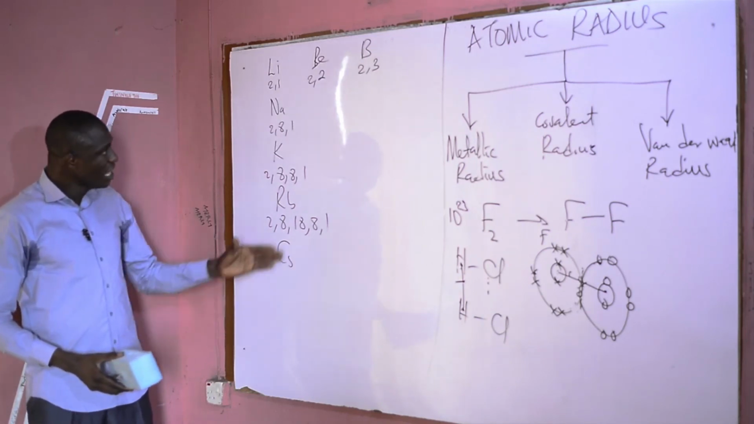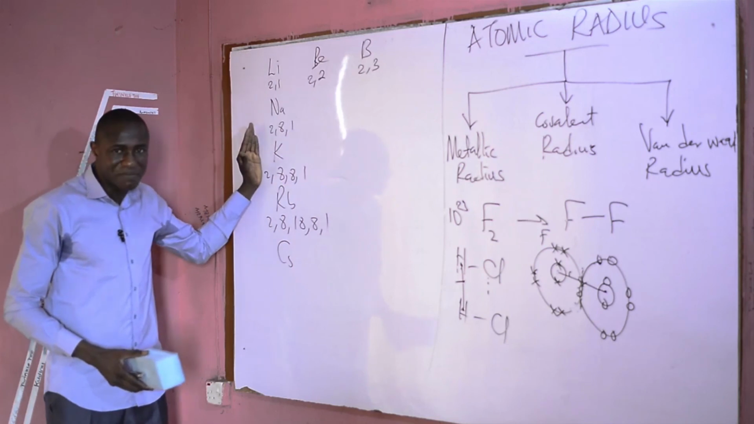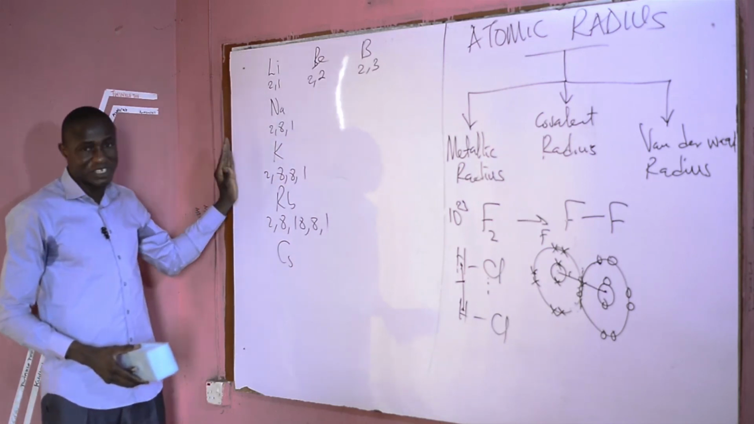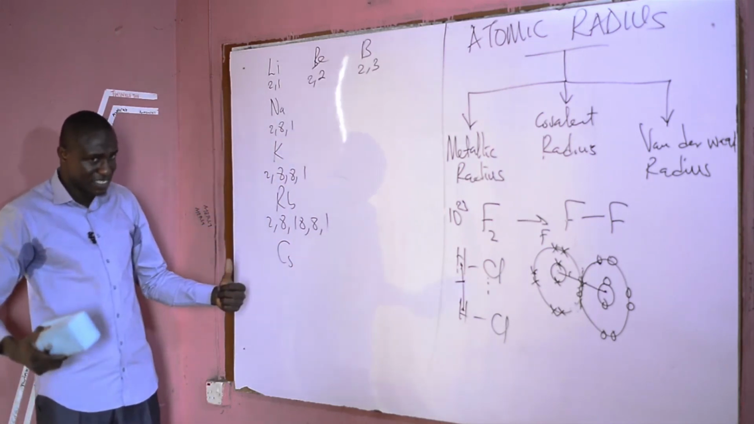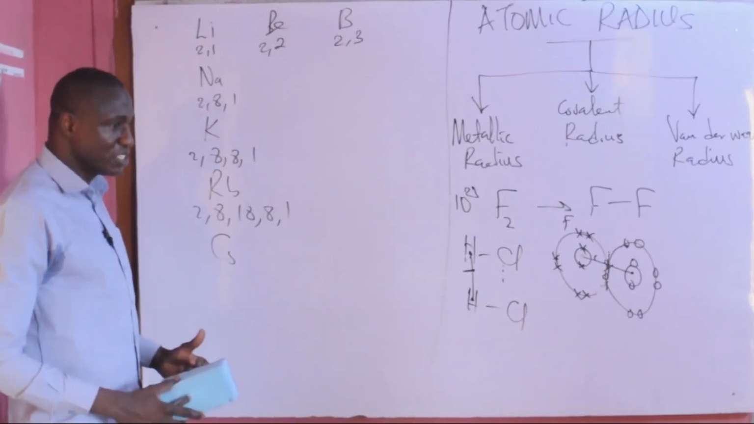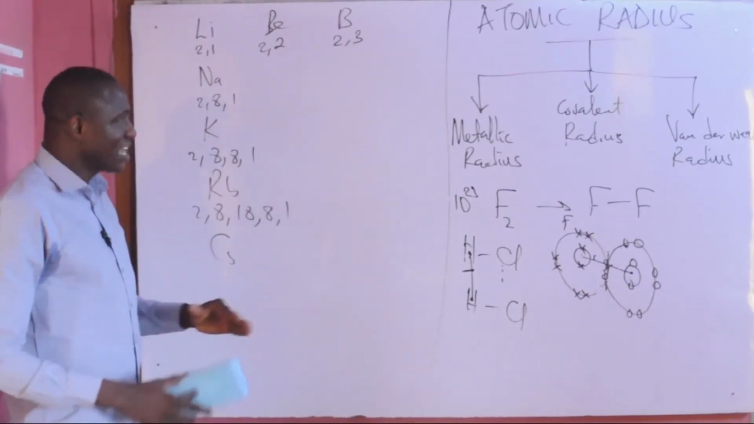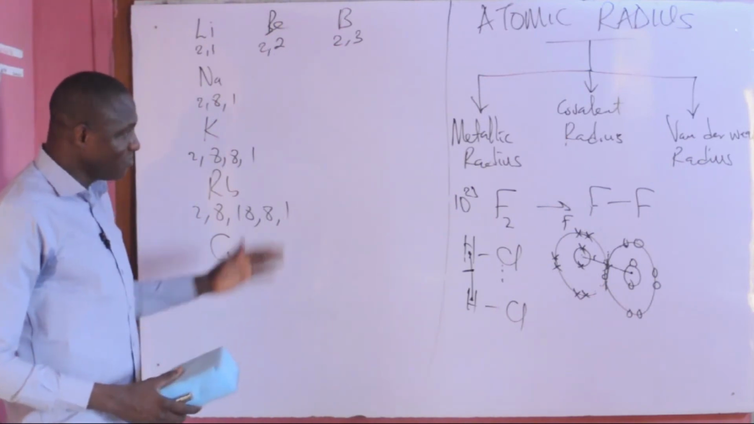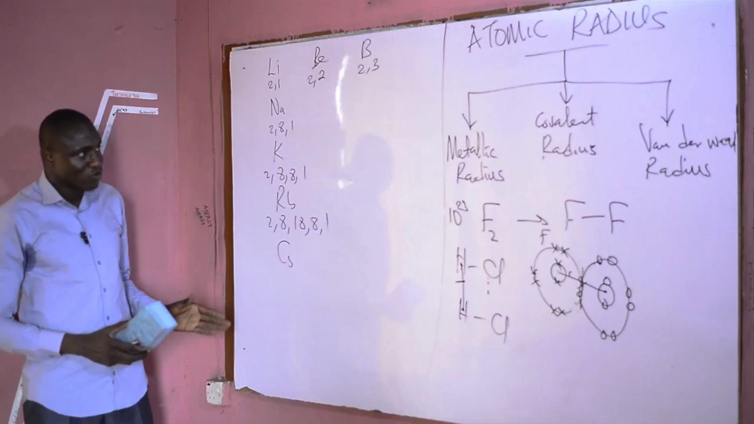And I said earlier on that the group 1 elements usually have the highest atomic radius. In terms of size, they are the biggest in any period of the periodic table, while group 17 or 18 have the least size. I believe you have also learned one or two things today.